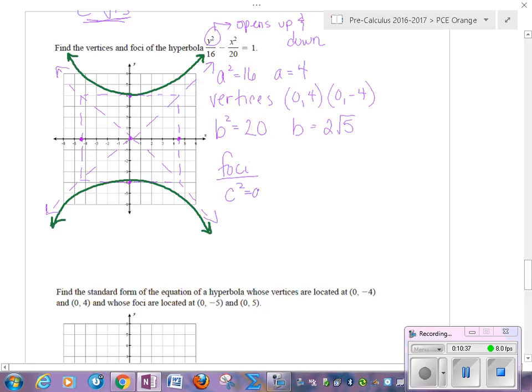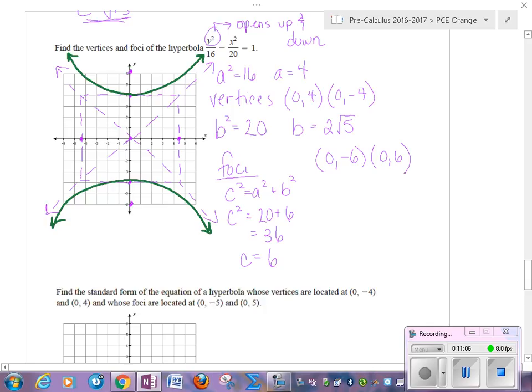Remember, we use a squared plus b squared in order to find our c squared value. So in this case, c squared is equal to 20 plus 16, 36. Oh, this will be nice. We have a c value of 6. So in this case, our foci values are going to be nice integer values. We're looking at (0, -6) and (0, 6).